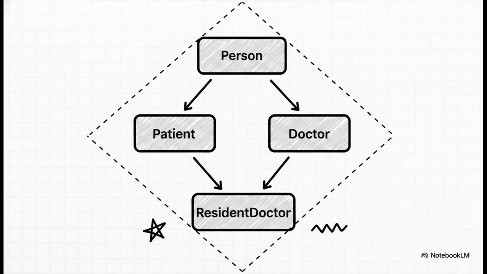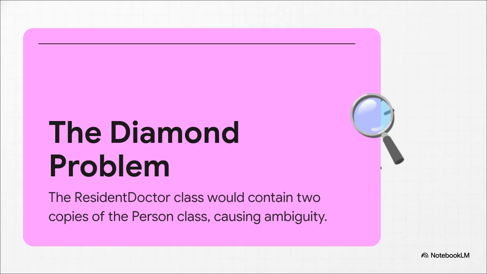You've got person at the very top, patient and doctor in the middle, and then our resident doctor right at the bottom. And this structure is the textbook definition of what we call the diamond problem. It happens anytime a class, in our case the resident doctor, inherits from two other classes that themselves share the same common ancestor. This creates two paths back to the person class, and that gives the compiler a massive headache.